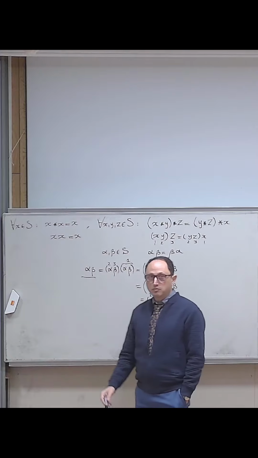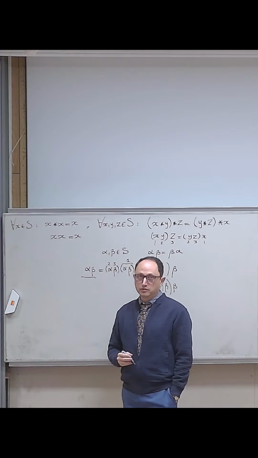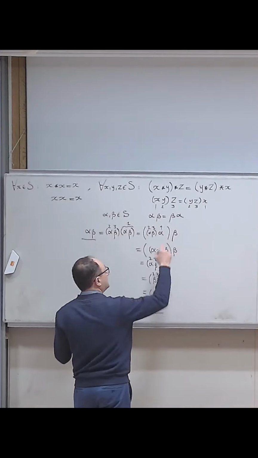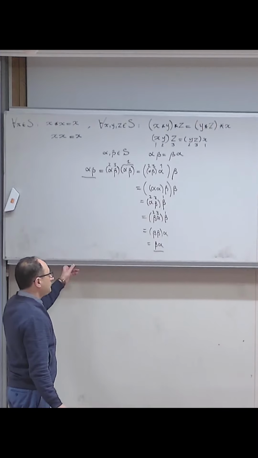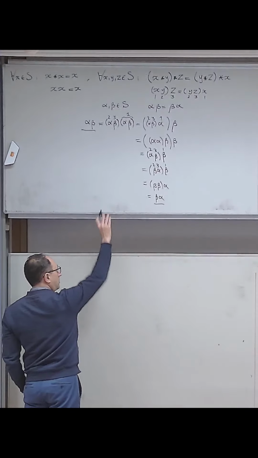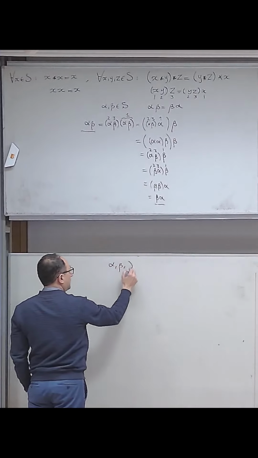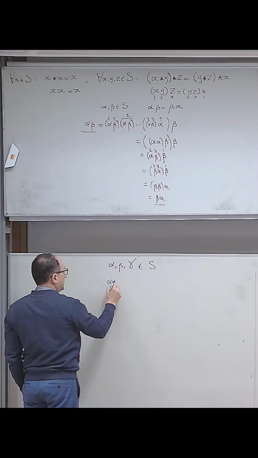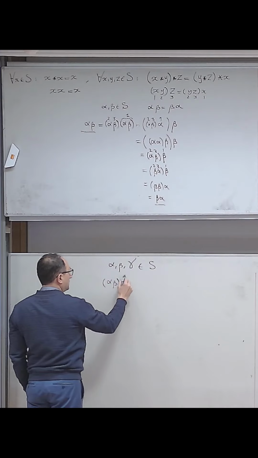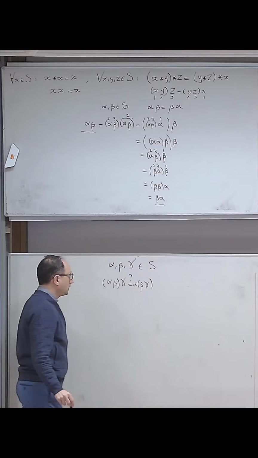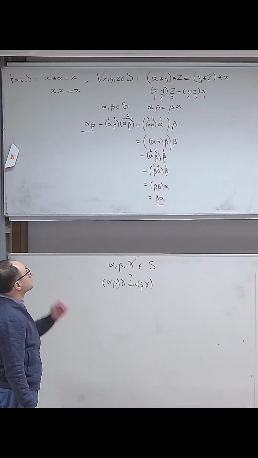So this means that my operation is commutative. Now that I have proven the commutativity, I can immediately prove associativity. So what is associativity? Let us have alpha, beta, and gamma in my set. I want to prove that (alpha beta) gamma is equal to alpha outside (beta gamma) together. So that is my goal. I want to show that this is the case.